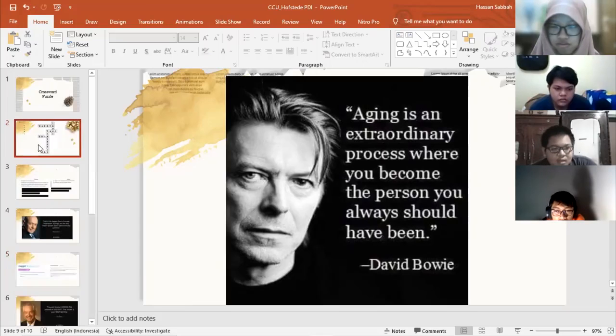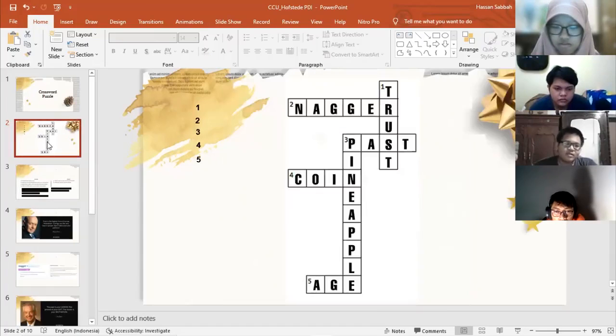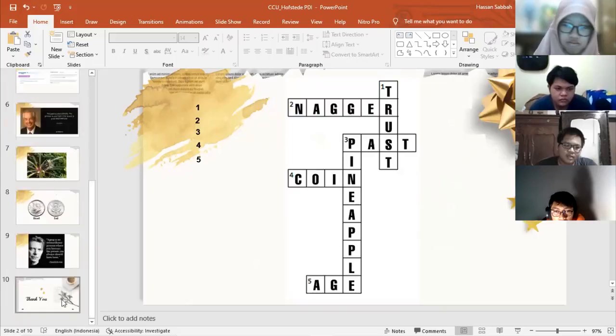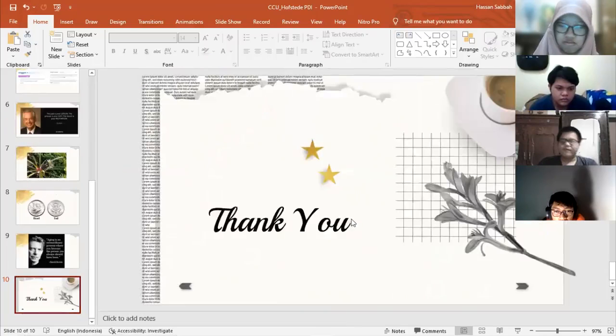I think that's all for the puzzle questions. Thank you for participating in this activity. Now we will move on to the materials, and I'll stop sharing the screen. Thank you. All right, everyone.